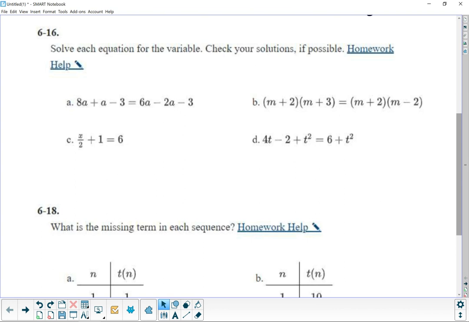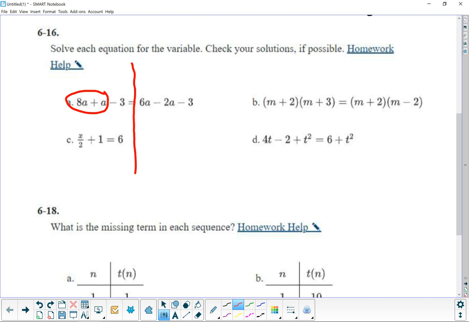Okay, so number 16, I'm supposed to solve each equation and then check if possible, right? So for A, I'm going to go ahead and combine like terms that are on the same side. That means on the left side, I'm going to combine these together, and on the right-hand side, I'm going to combine these together. Okay, so I'm going to make a little bit more space for myself.